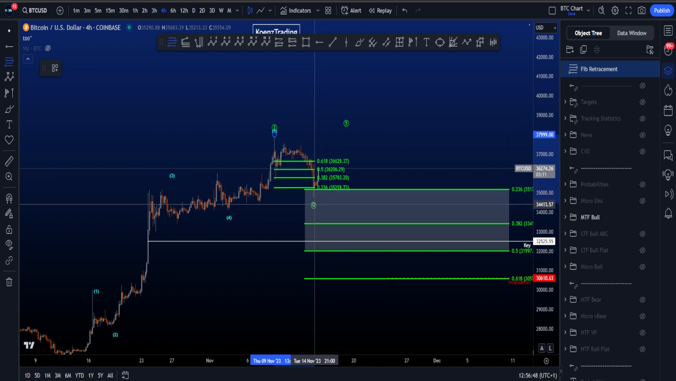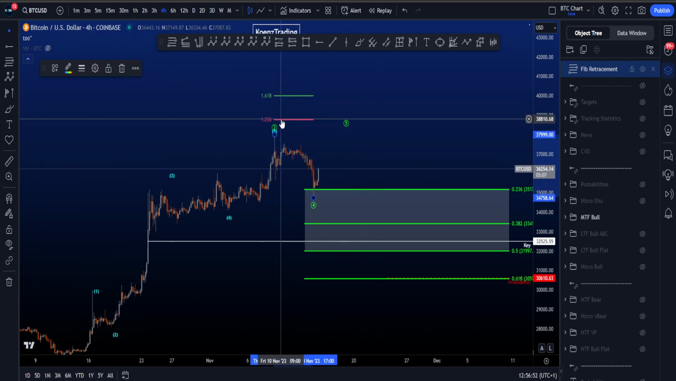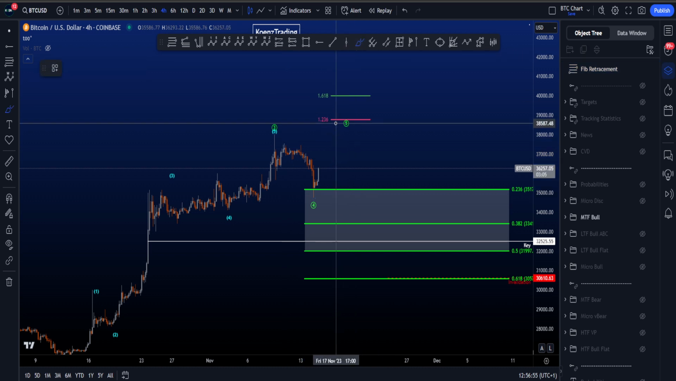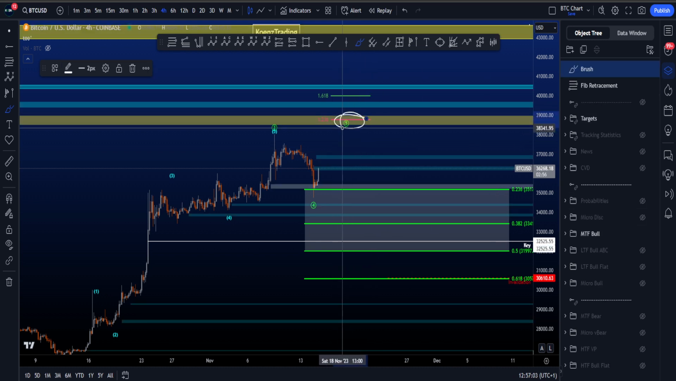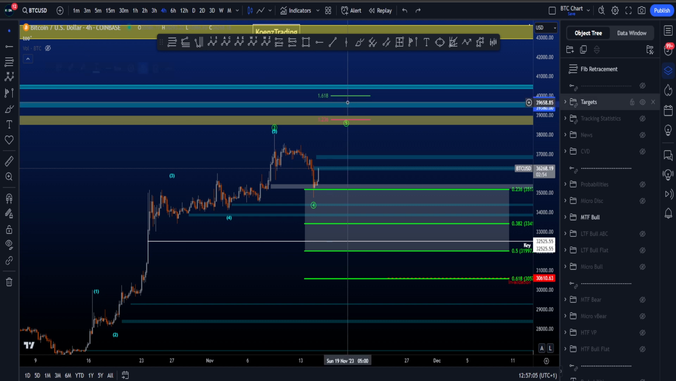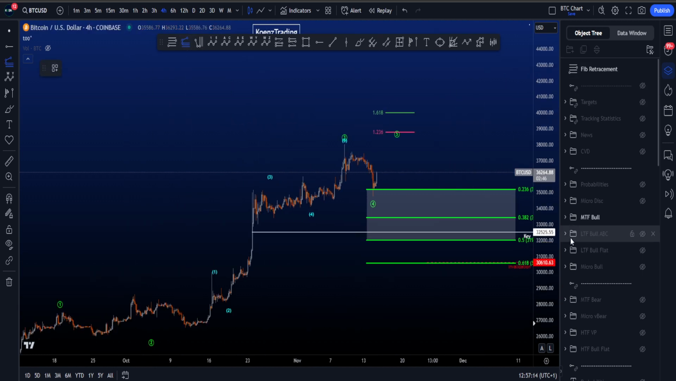First, you can take a Fibonacci from the high of 3 to the low of wave 4, toggle on the 1.236 and the 1.618, giving you a target between 38.7 and 40K, which, if we look at the target boxes again, is in confluence with the golden target box mentioned earlier, but also the blue one above, sitting between 39.3 and 39.7K.